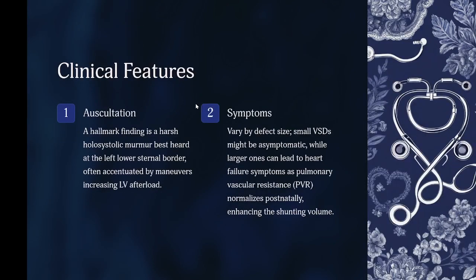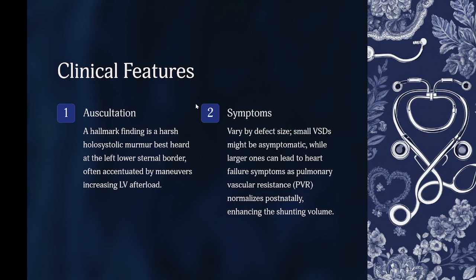Clinical features: auscultation. A hallmark finding is a harsh holosystolic murmur, best heard at the left lower sternal border, often accentuated by maneuvers increasing LV afterload. Symptoms vary by defect size. Small VSDs might be asymptomatic, while larger ones can lead to heart failure symptoms, as pulmonary vascular resistance, PVR, normalizes postnatally, enhancing the shunting volume.